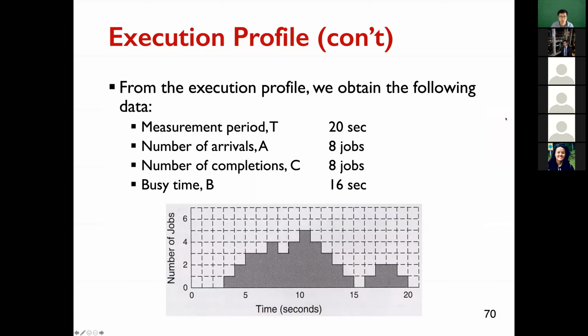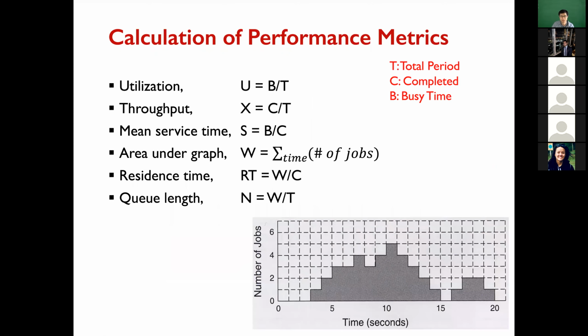Then, based on these numbers, we do some calculations of the performance metrics, right? So first, what is the utilization rate? Utilization equals busy time divided by total time, right? This is utilization. Throughput equals the completed jobs divided by the total time, right? So utilization is U, throughput is X. Next, mean service time. Mean service time is the total busy time divided by the number of jobs completed. And the area under the graph is basically an intermediate metric, right?